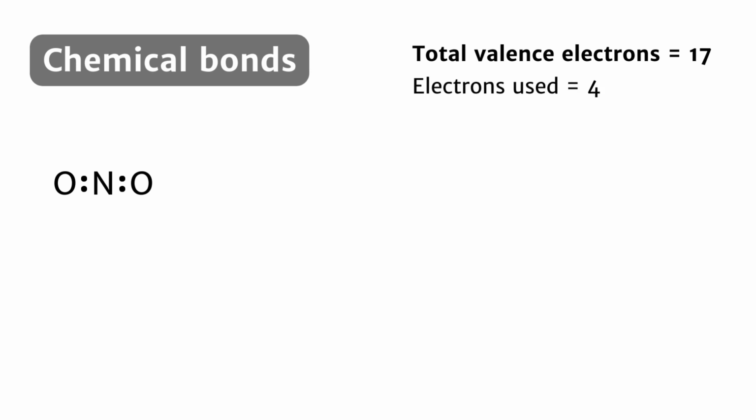A single chemical bond is represented by 2 electrons. Thus, position 2 electrons on the left side to signify the chemical bond between nitrogen and the first oxygen. Similarly, place an additional 2 electrons on the right side to denote another chemical bond between nitrogen and the second oxygen. In this way, out of the 17 total valence electrons, 4 are utilized, leaving 13 electrons unutilized.